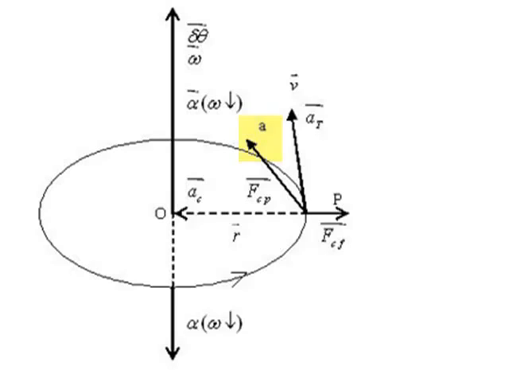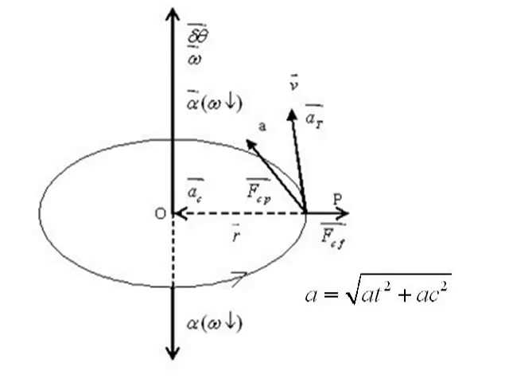Hence, vectorially it is given as vector A is equal to vector AT plus vector AC, and magnitude wise it is given as A is equal to under root AT square plus AC square. Directions of all these accelerations are also shown in that diagram.